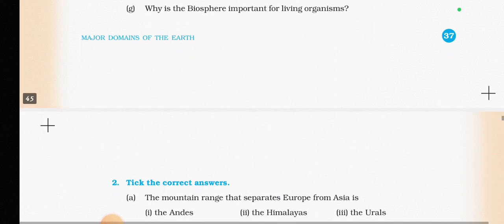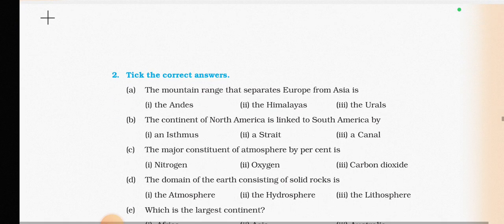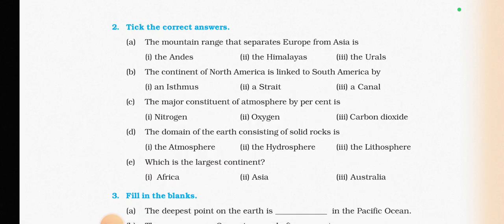Next is the tick mark question. The mountain that separates Europe from Asia is the Ural. The continent North America is linked to South America by the Panama isthmus, as we read. The major constituent of the atmosphere is nitrogen. The domain of the earth consisting of solid rocks is the lithosphere. The largest continent is obviously Asia.